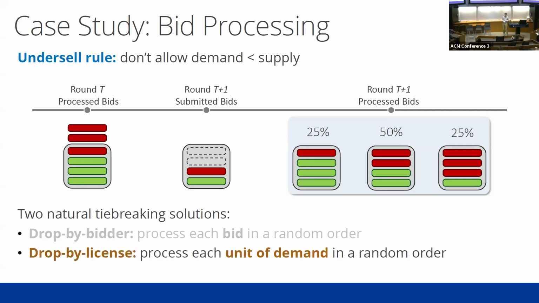An alternative is we could think of a drop by license rule, where instead we would randomly order the 4 individual units of drop requests. And we would process those one at a time until the undersell rule stops us. And then half of the time, we would process 1 drop request from both of the bidders. And the remainder of the time, we would process one of the bidders completely. And so this is a bit of a subtle rule change. It's not immediately clear what this should do to the revenue or the welfare of an auction, because it could really have a non-obvious effect on what bidders do.